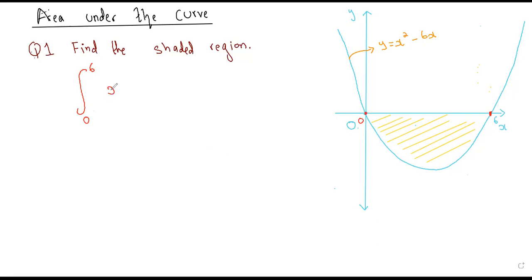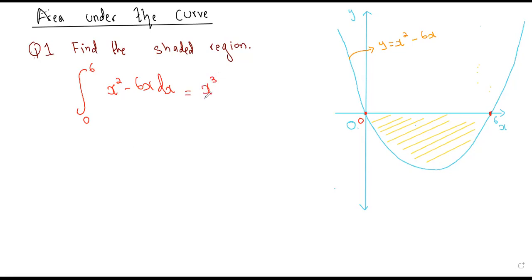And then the curve is going to be x squared minus 6x dx. Okay. Now, Munja, can you try calculating this and tell me the answer? Okay. So I'll just help you a bit in finding out the integral.